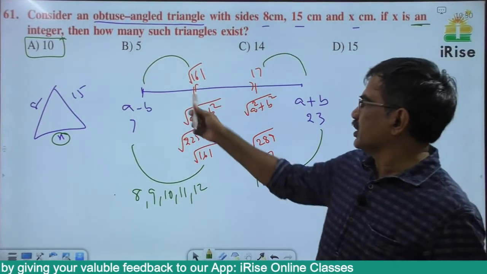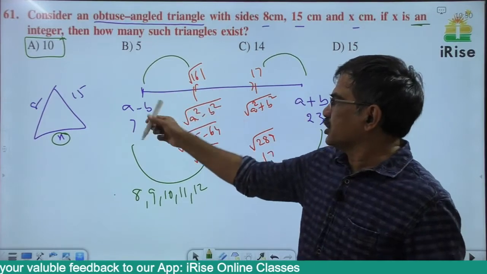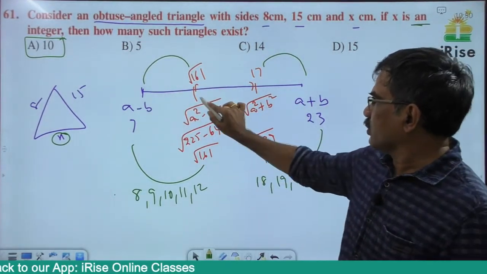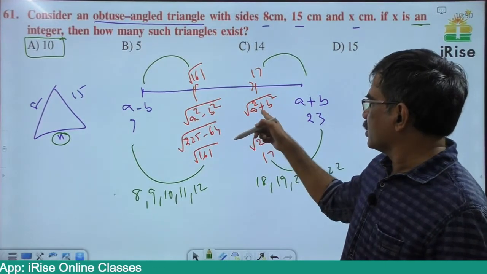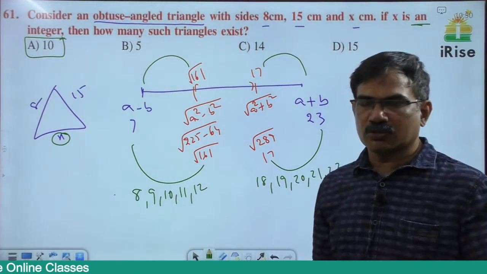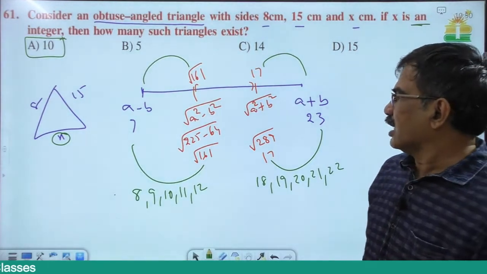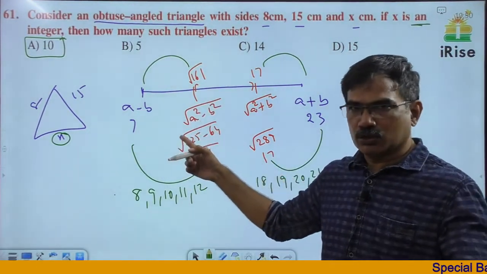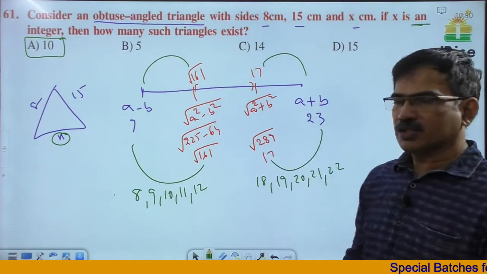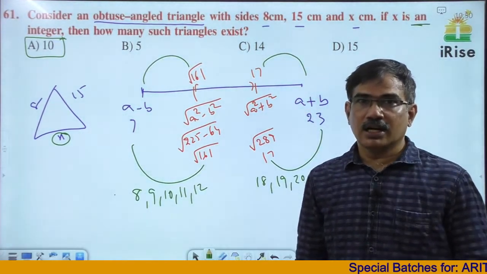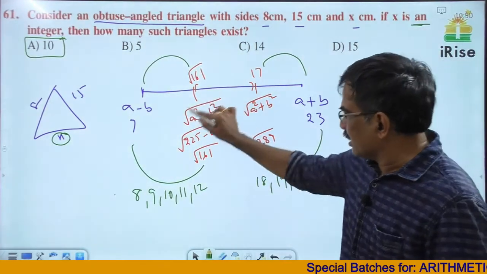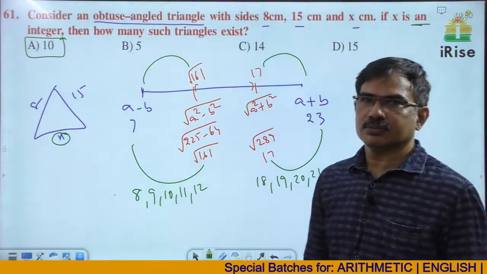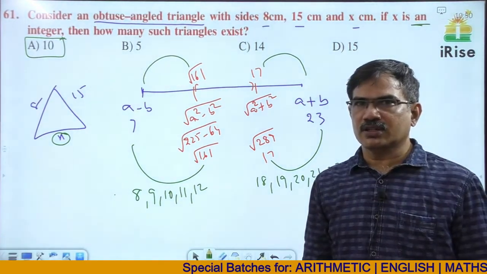Know this concept, please. The triangle condition is from a minus b to a plus b, open interval. An acute angle triangle is root of a square minus b square to root of a square plus b square. And an obtuse angle triangle is a minus b to root of a square minus b square, union root of a square plus b square to a plus b. And a right angle triangle is exactly root of a square minus b square and root of a square plus b square. So these are the conditions of triangles.